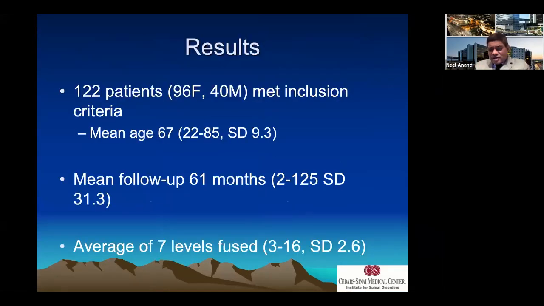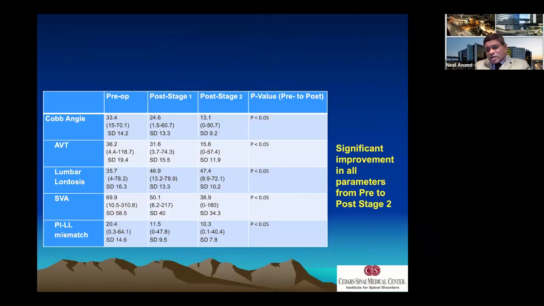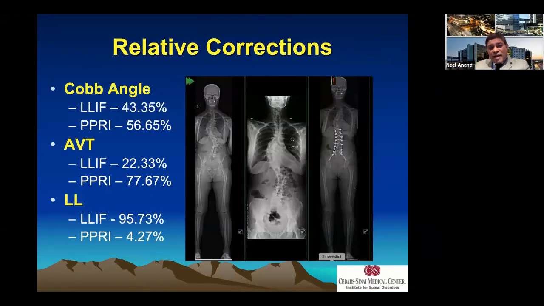This was presented at the SMISS recently, 122 patients, all big deformities. We had obviously good improvement from pre-op to post stage 2. What's important is what happens in between, and this is interesting: the lateral gave us about half the correction of the Cobb angle, whereas the posterior percutaneous reduction and instrumentation gave us about 56%. But look at the AVT. This is the coronal rotation and translation of the scoliosis from the central sacral vertical line. Lateral gave only 22%. It's the posterior instrumentation that gave greater than 75% of that correction.